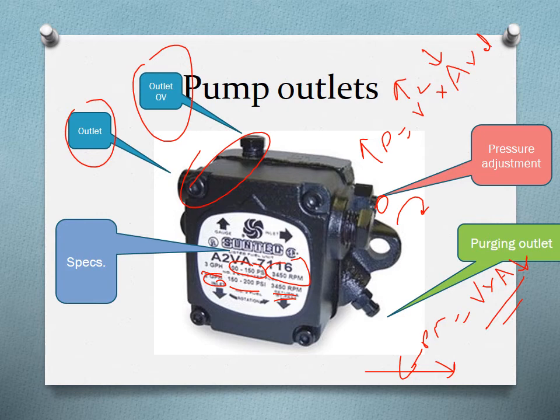Okay, this here is the purging outlet, so we can connect the hose in here and loosen this screw a little bit counterclockwise. Don't take it all the way out because the pressure is really high, it will fly off. So just loosen it until you see some liquid coming from here, oil, and this is how you purge your pump.